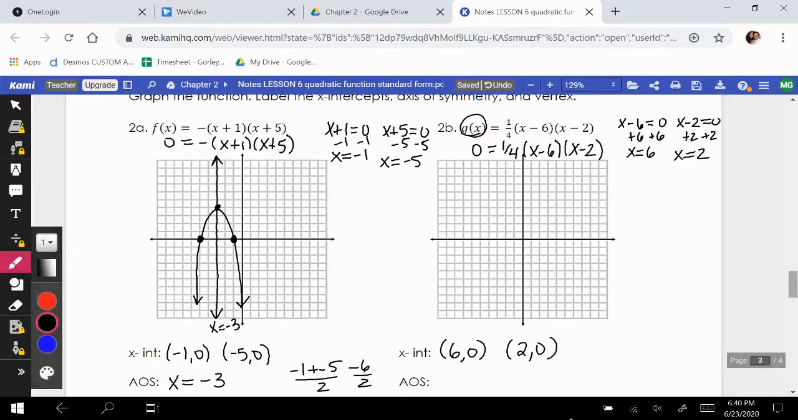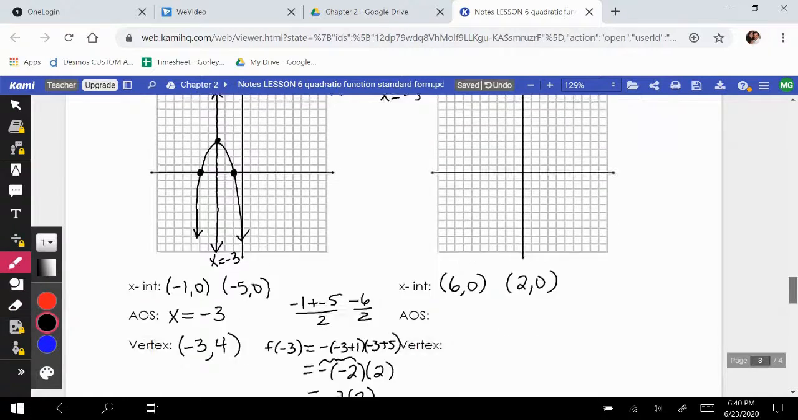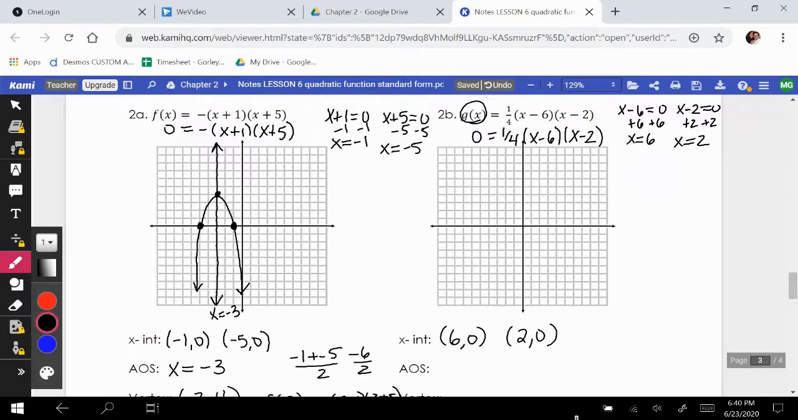All right, axis of symmetry. I first have to graph those intercepts. 1, 2, 3, 4, 5, 6, and 2. Axis of symmetry should be smack dab in the middle. So it looks like the axis of symmetry is at x equals 4. Quick way to get the axis of symmetry is just to average your two x-intercepts, add them together and divide by 2. See how you still would get 4.